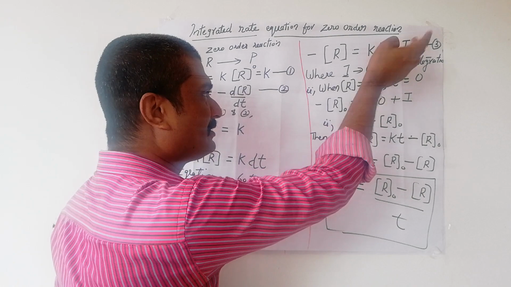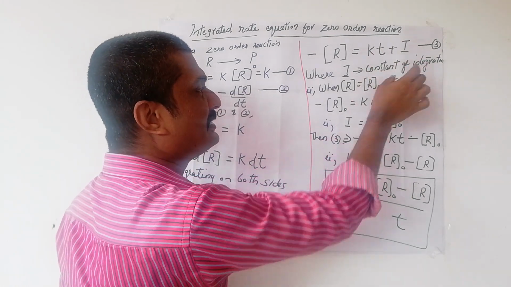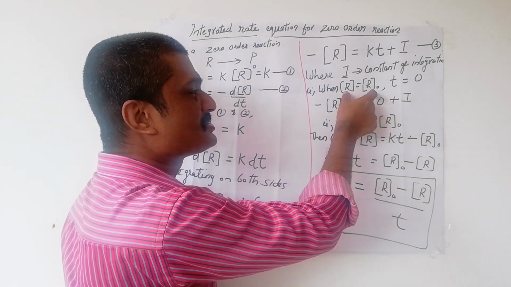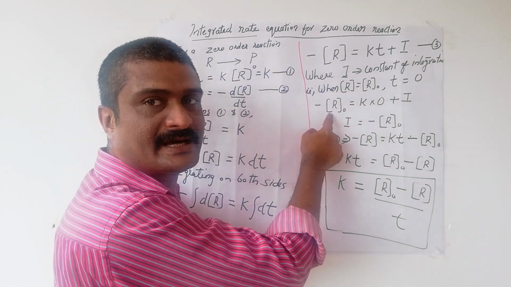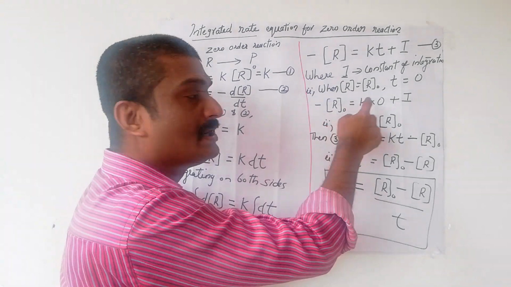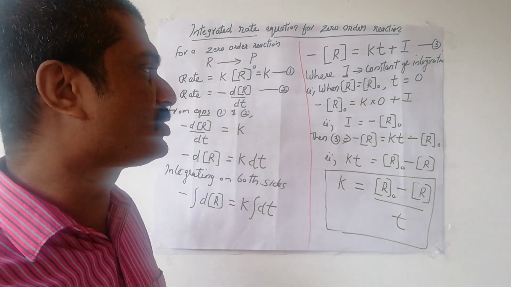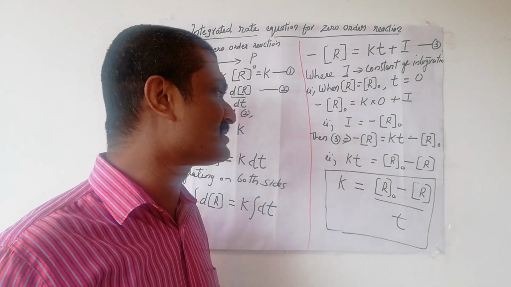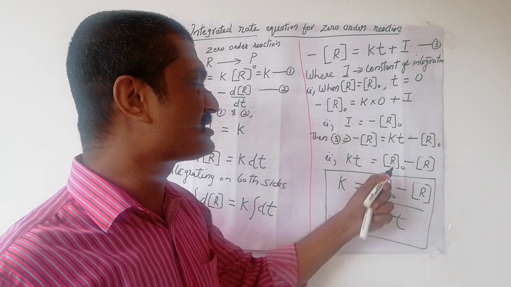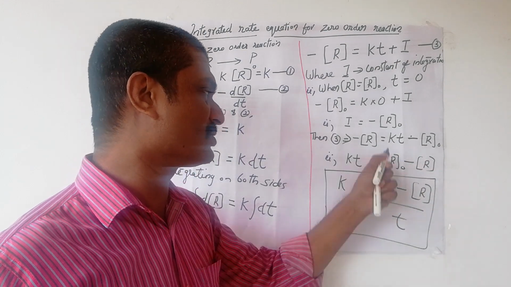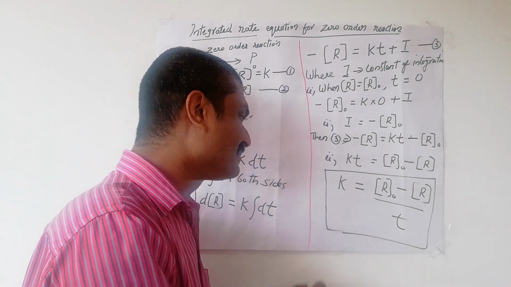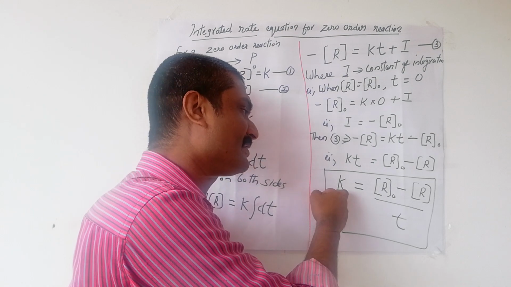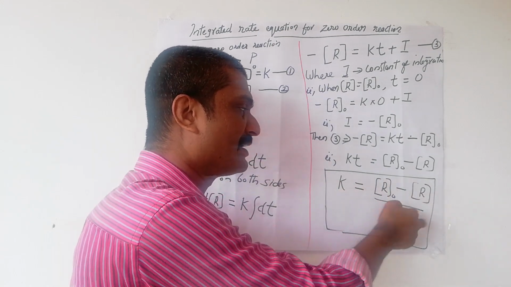Then the value of I can be calculated from the initial concentration of the reactant. When time is 0, the concentration of the reactant becomes R0. Then minus R0 is equal to K into 0 plus I, that is I equal to minus R0. Then equation 3 becomes minus R is equal to Kt minus R0, that is Kt is equal to initial concentration minus final concentration, R0 minus R. Then the final equation: the rate constant for zero order reaction is R0 minus R by t.